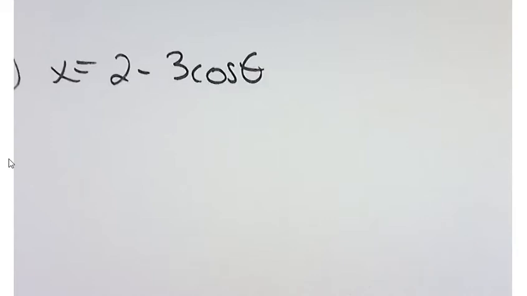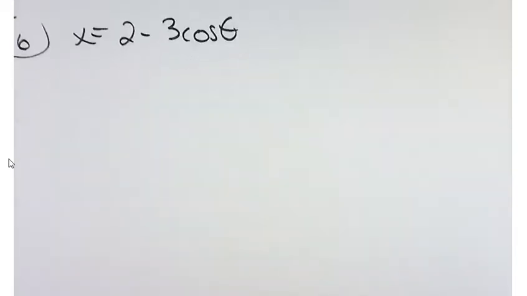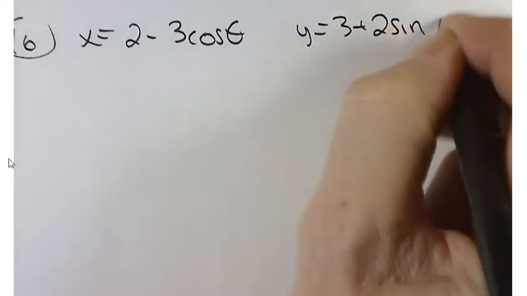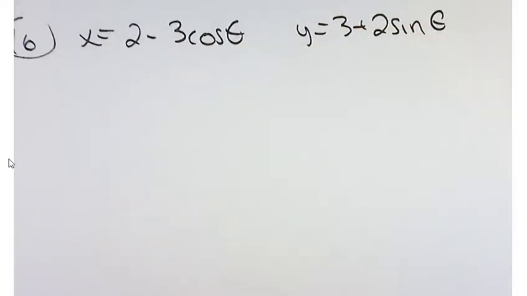Problem number 16. x equals 2 minus 3 cosine of theta, and y equals 3 plus 2 sine of theta. Now they're going to ask you to find the equation of the tangent line at each point given.